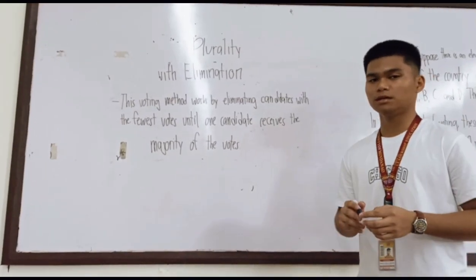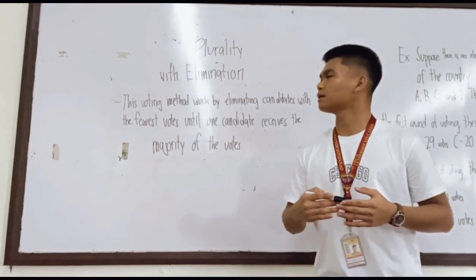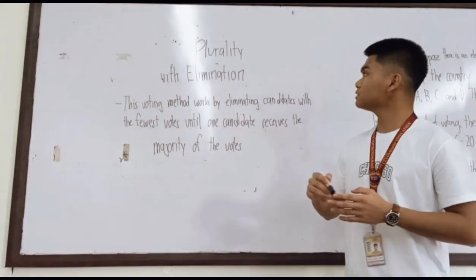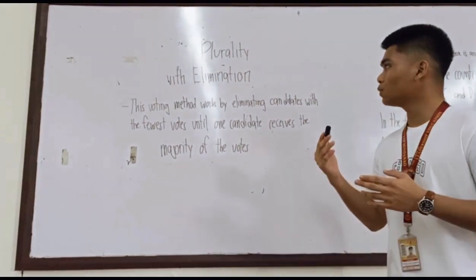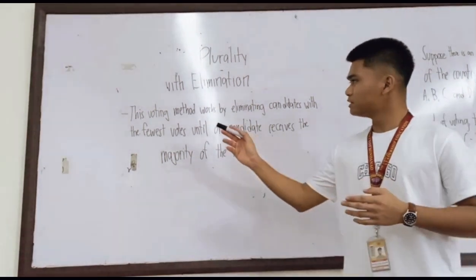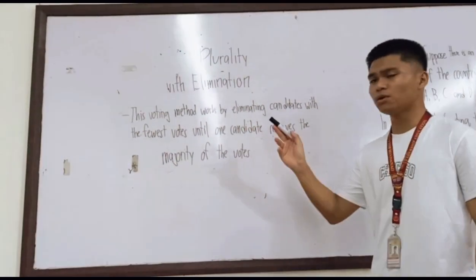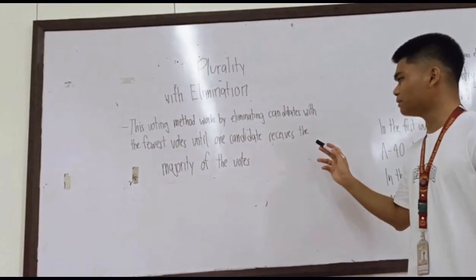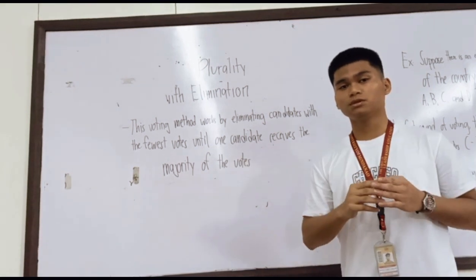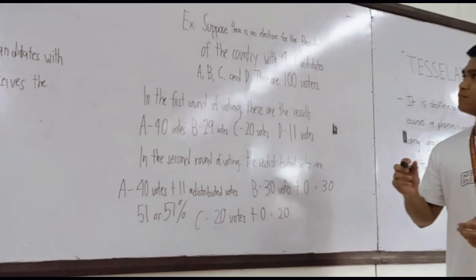After we discuss voting, now let's proceed to our main topic, plurality with elimination. So what is plurality with elimination? This voting method works by eliminating candidates with the fewest votes until one candidate receives the majority of the votes. Now let's proceed to the first example.